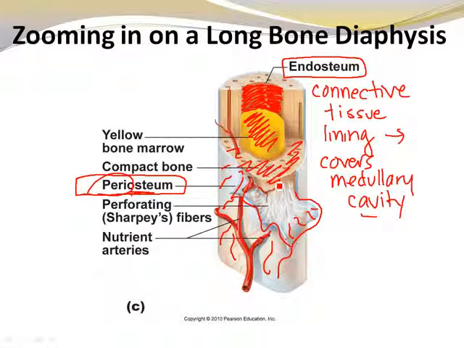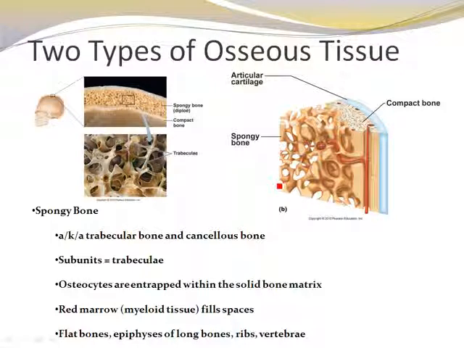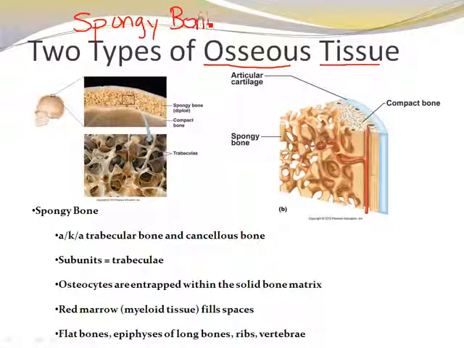Okay, so I just wanted to show you those. Don't forget some of those terms. They're going to come up over and over again. Okay, so what about the osseous tissue itself? Throughout the body, osseous tissue can be divided up into two types. You have spongy bone and compact bone.